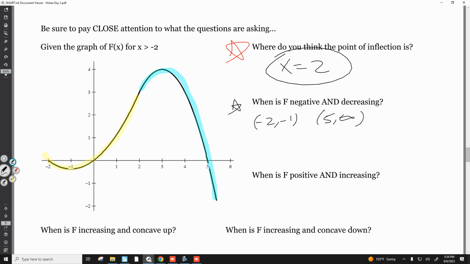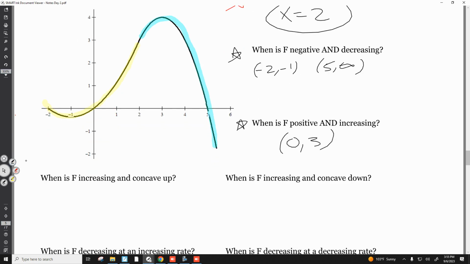When is f positive and increasing? Zero to 3. You guys get that? That's what I got. Okay. Here we go. When is f increasing, concave up?